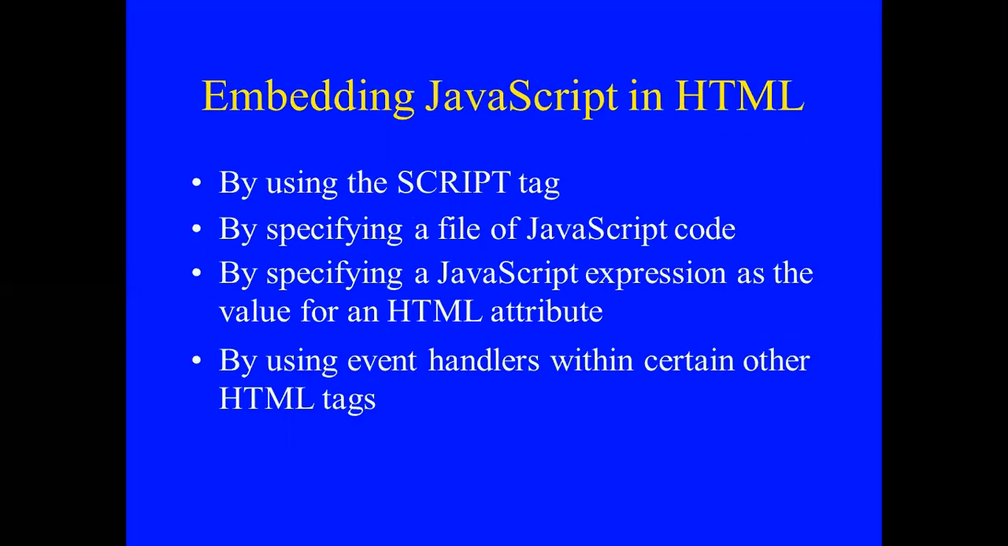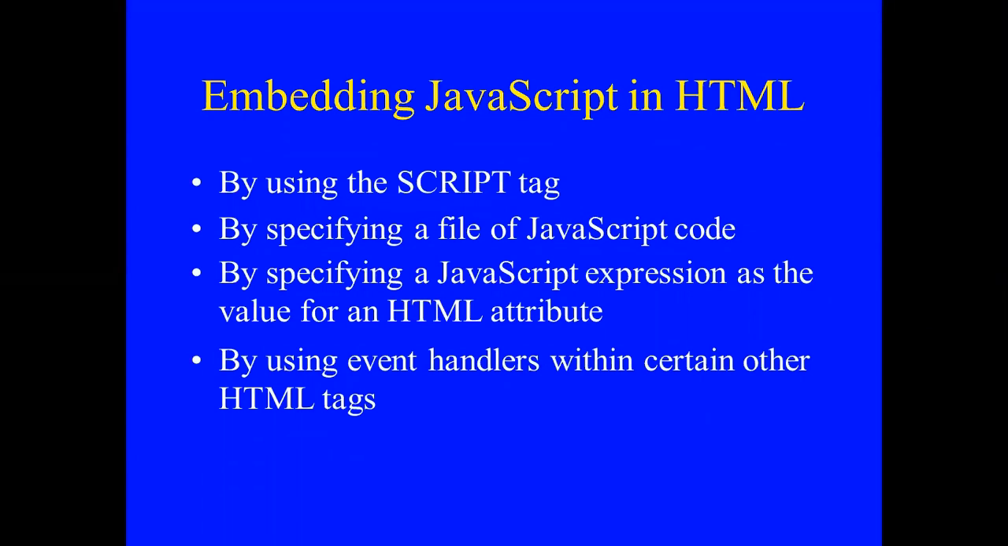Then how to embed JavaScript in HTML? We can embed JavaScript in HTML by using the script tag or by specifying a file of JavaScript code. Okay, we can embed the JavaScript using the script tag, or we can embed the JavaScript code in an HTML document by specifying that file. Okay, by using event handlers within certain other HTML text, we can add some event handlers.